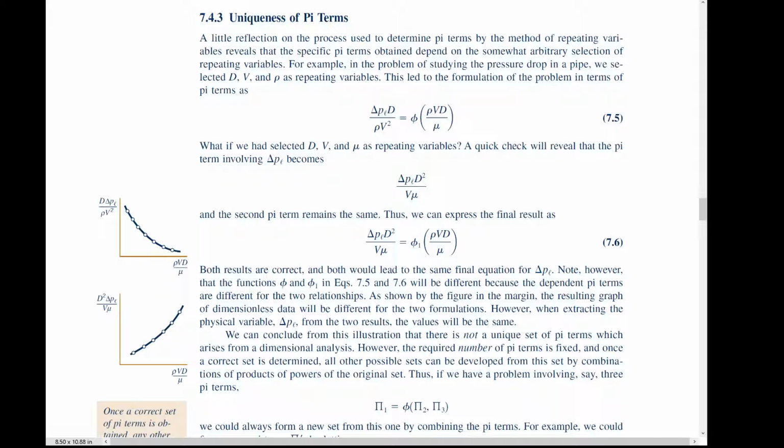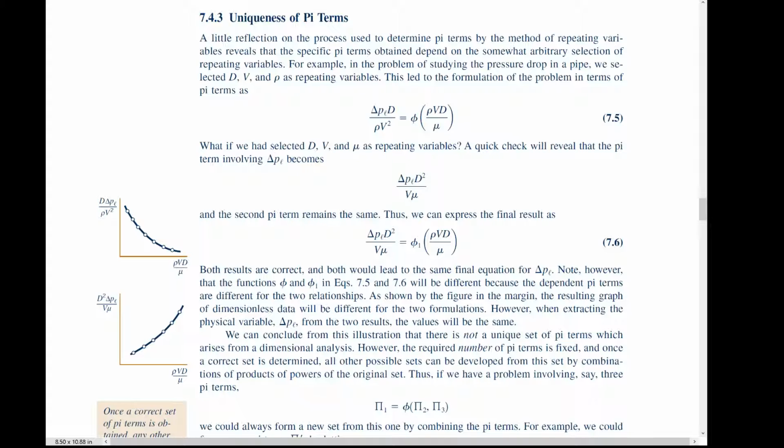A little reflection on the process used to determine pi terms by the method of repeating variables reveals that the specific pi terms obtained depend on the somewhat arbitrary selection of repeating variables. For example, in the problem of studying the pressure drop in a pipe, we selected d, v, and rho as repeating variables. This led to the formulation of the problem in terms of pi terms as delta p sub L d over rho v squared equals phi of rho v d over mu.